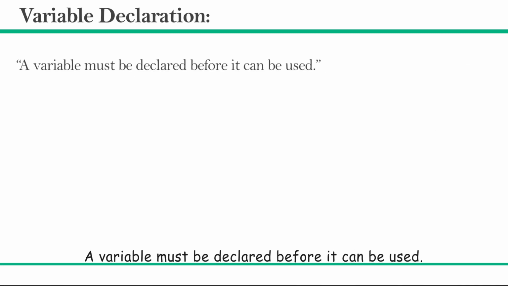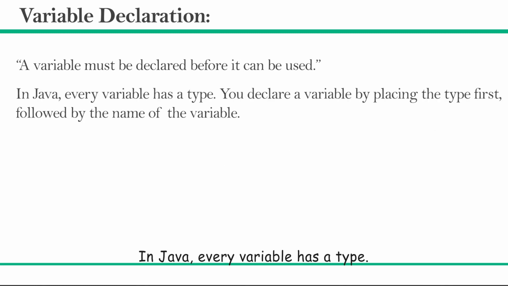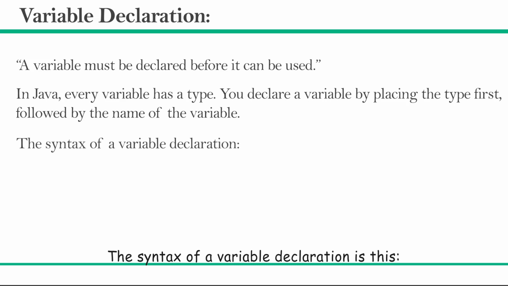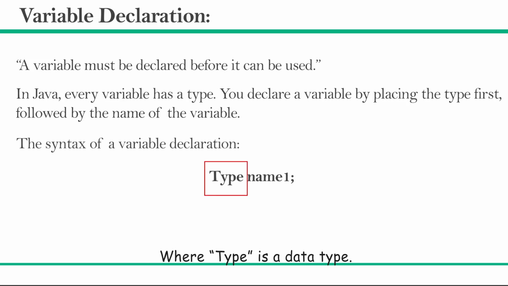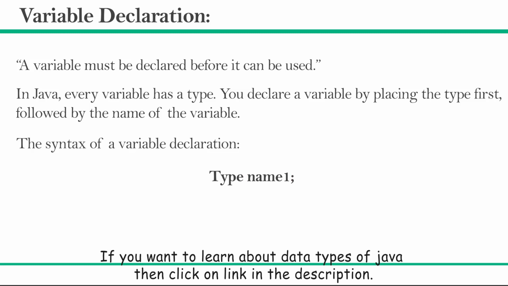A variable must be declared before it can be used. In Java, every variable has a type. You declare a variable by placing the type first, followed by the name of the variable. The syntax of a variable declaration is this, where type is a data type, and name1 is the name of the variable. If you want to learn about data types of Java, then click on the link in the description.